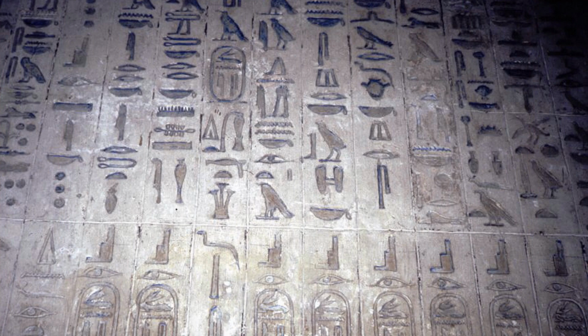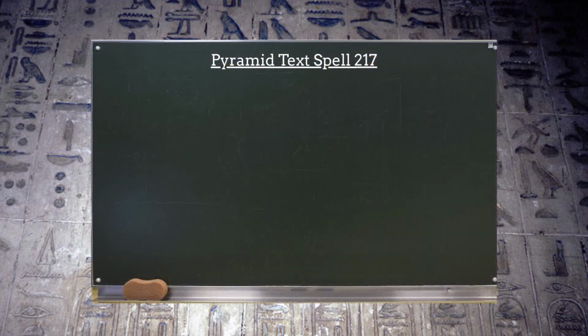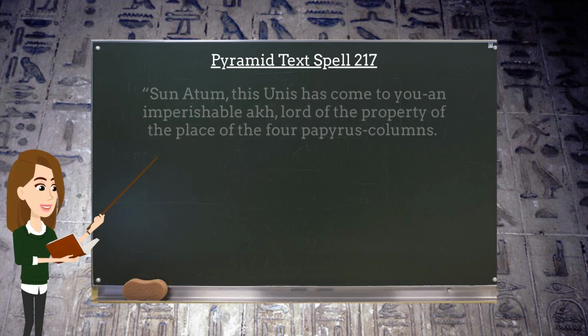There are also spells that describe different realms in the afterlife and the gods whom the deceased will encounter. For example, the beginning of pyramid text spell 217 describes the deceased king Unis coming to the god Sun Atum, and this spell states that the deceased and the god shall travel together.